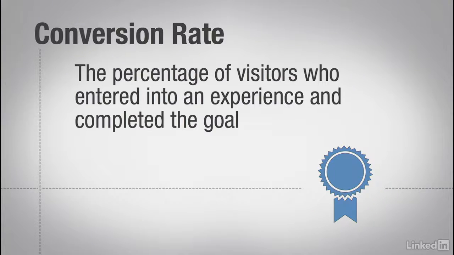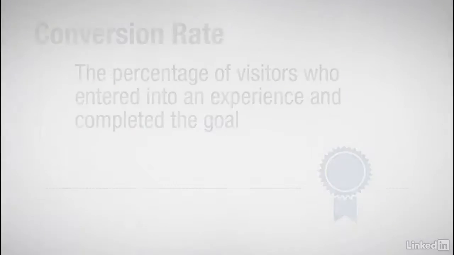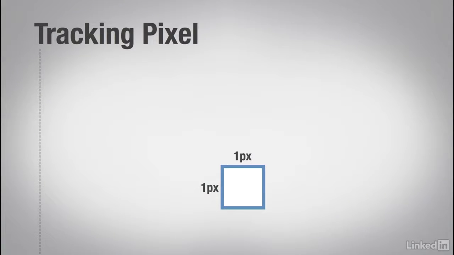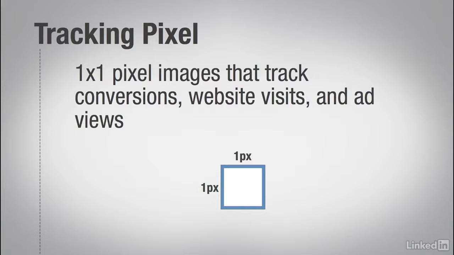When a user completes your goal, whether it's buying a product or downloading an application, they're said to have converted. Your conversion rate is the percentage of visitors who entered into this experience and actually completed the goal. To understand how a user converted, or when, we need to use what's called a tracking pixel. And these are tiny 1x1 pixel images that are installed on your website to track conversions, website visits, and ad views.